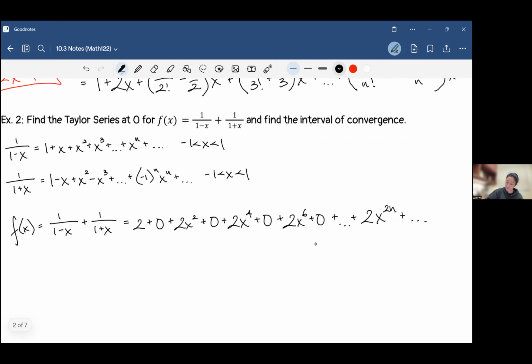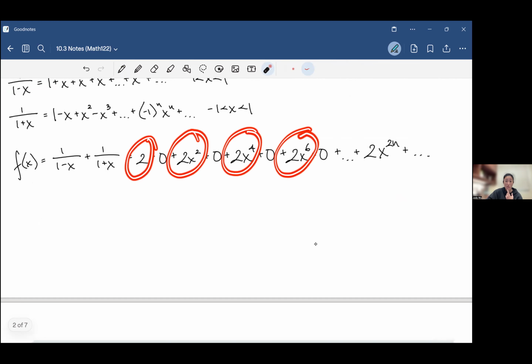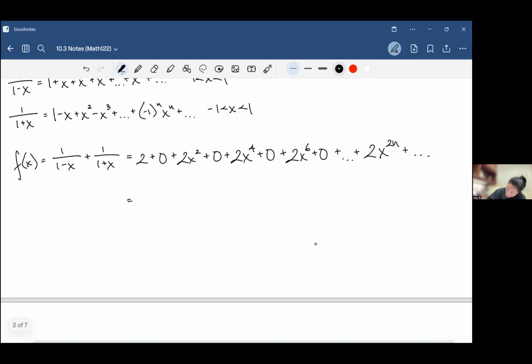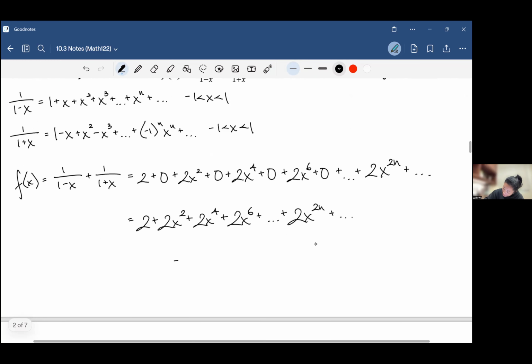Plus, we keep going. All right, now let's clean this up a little bit because when we say type in the first four terms, we don't mean 2, 0, 2x squared, and 0. We mean the four non-zero terms. So 1, 2, 3, 4. Okay? So we would say 2 plus 2x squared plus 2x to the fourth plus 2x to the sixth plus all the way to 2x to the 2n. And my interval of convergence is just going to be that -1 to 1. Okay.